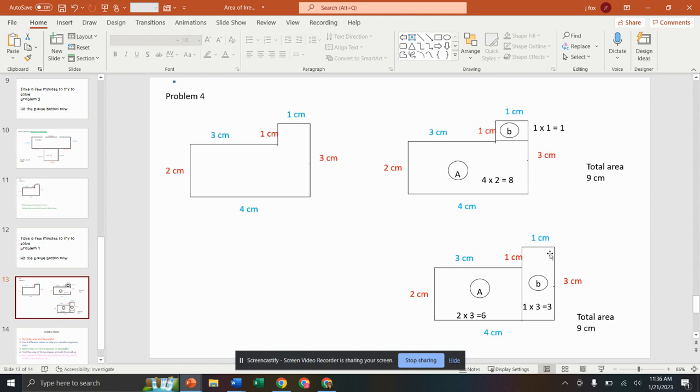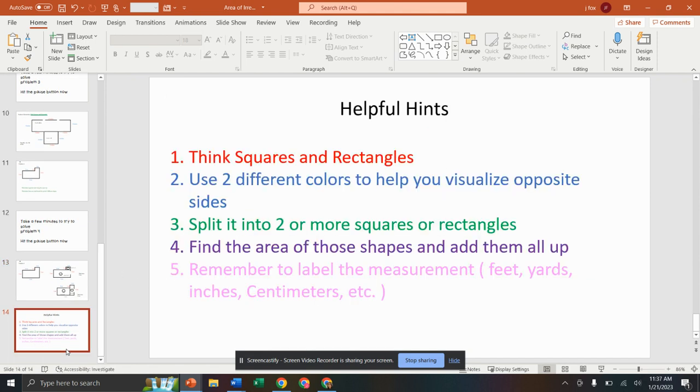And then if I look at this shape, here's my 3, right? You could say, oh, do I use the 4? But again, this 4 goes into both shapes. So we don't want to use the 4. So we use the 3 and the 1, right? And 3 times 1 is 3. So 6 plus 3 is 9 centimeters. So again, it didn't matter how I split it up. I should still get the same answer. All right, so those are our 4 problems that we wanted to try today.